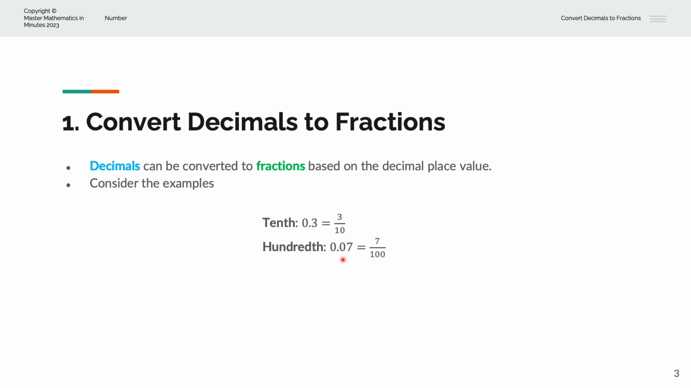Secondly, we have 0.07, and the digit 7 has a decimal place value of 100th. And we can rewrite that as 7 over 100. And finally, we have 0.009, and the decimal place value of 9 is a thousandth. And we can rewrite that as 9 over 1000. So we can convert decimals on the left to fractions on the right-hand side by recognizing the decimal place value.